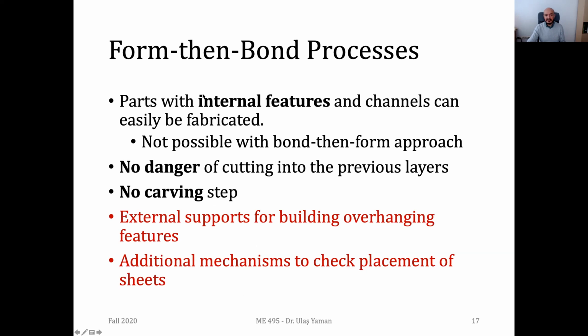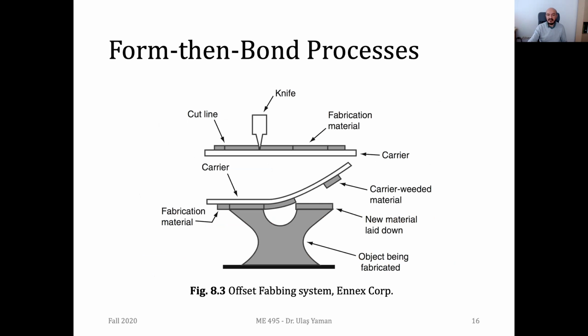So we can say that parts having internal features or any channels can easily be fabricated, which is actually not possible in the bond and then form approach. Another advantage is that you don't have any danger of cutting into the previous layer, since the part is formed in a separate region and then bonded to the previous ones.